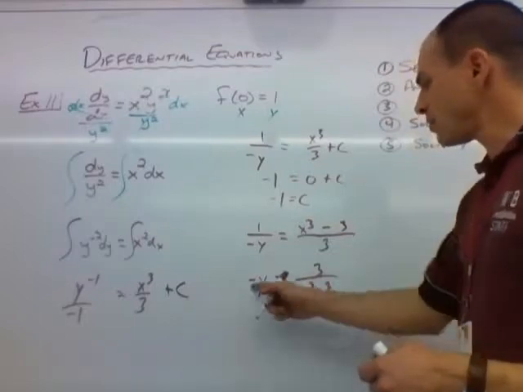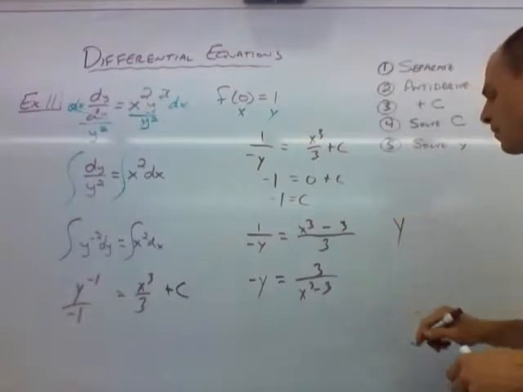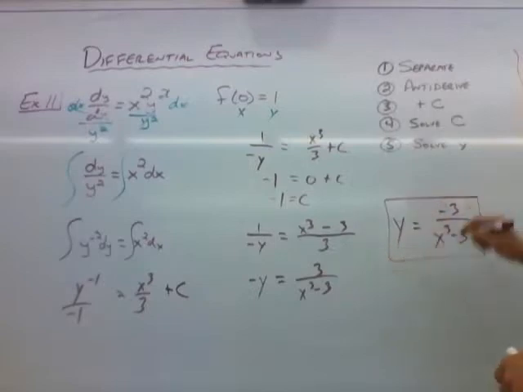Now we just don't want a negative in front of our y. We want y all by itself, right? So we just negate everything. So we have y equals negative 3 over x cubed minus 3. And this is our solution.